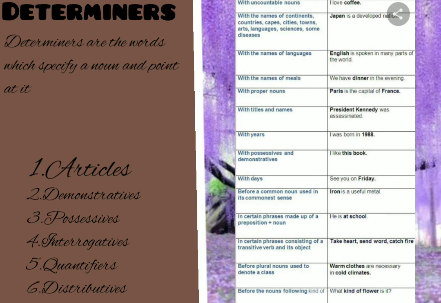Before the nouns following "kind of", in a sentence, if the phrase "kind of" is used, at that time we omit the article. For example, what kind of flower is it? Here "kind of" is used, so wherever "kind of" is used we omit articles. So these are the cases where we omit articles, children.